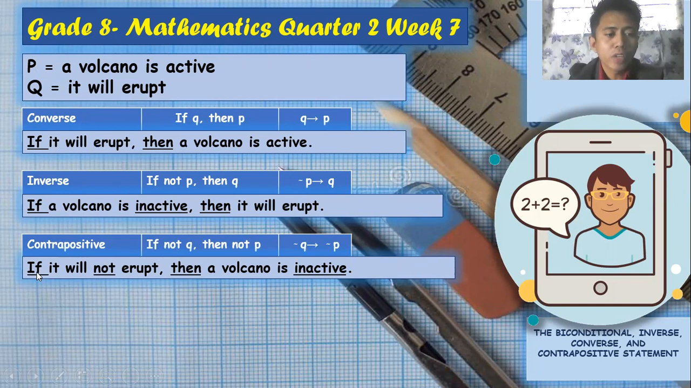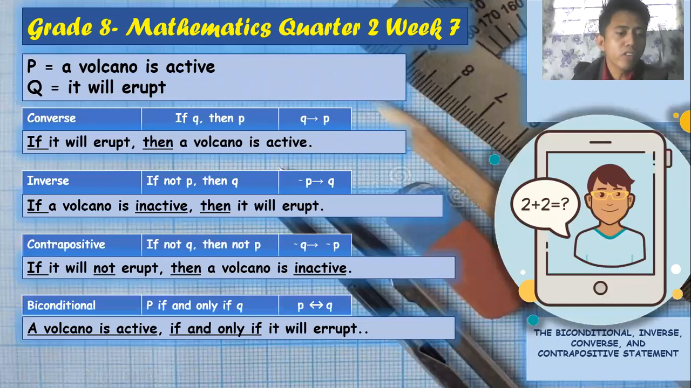That's why after if we have it will not erupt here. Then followed by the word then. After then is not P. What is the opposite of P? The volcano is not active, or inactive. That's why after then we have a volcano is inactive. So by following the pattern, if not Q, then not P, we can conclude that if it will not erupt, then the volcano is inactive. Okay, is this clear, the contrapositive?